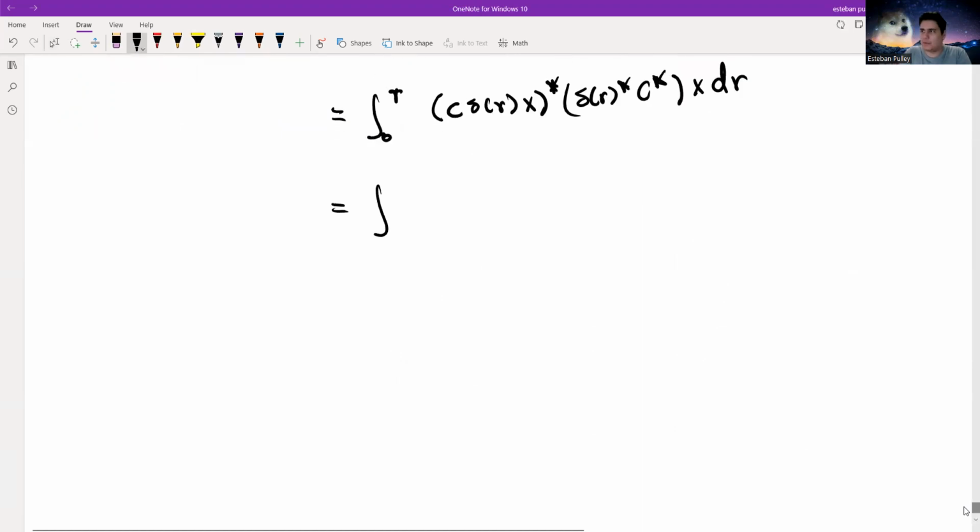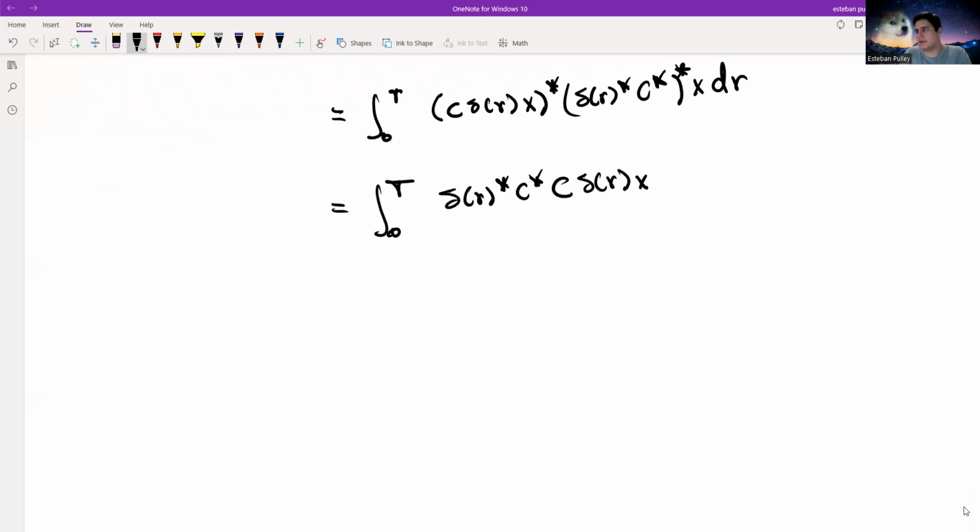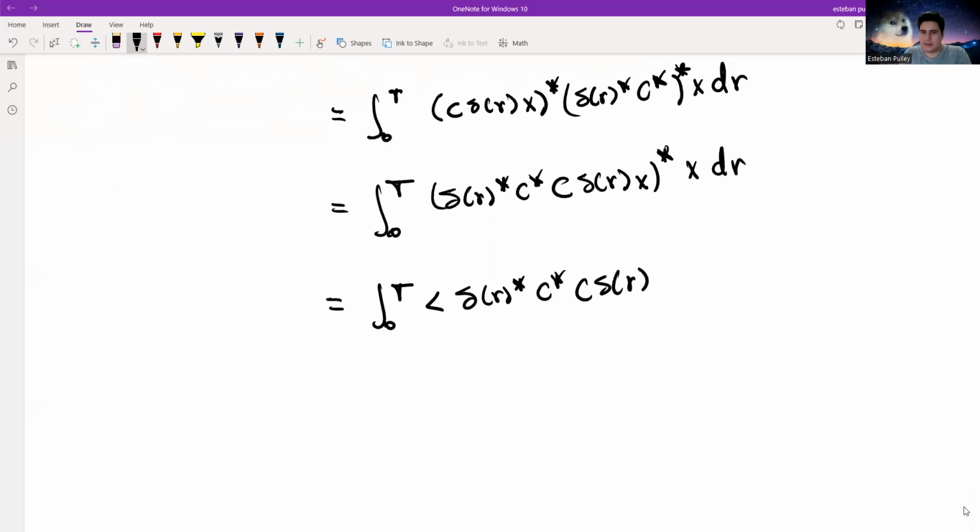Okay, yeah. The integral from 0 to t. Again, by the property of the transpose, we have the following. We have this, and then we have the integral of (C Φ(r))ᵀ C Φ(r) x dr. And this is equal to the integral from 0 to t of the inner product of (CΦ(r))ᵀ C Φ(r) x.